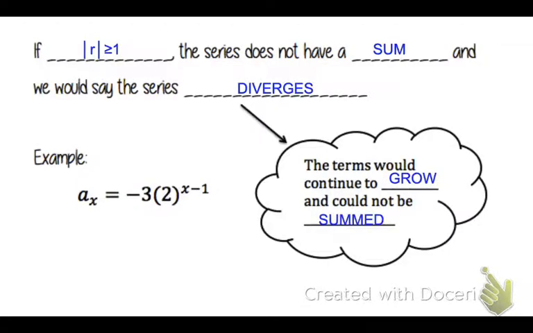So an example would be here that we look at this pattern or this explicit formula. So our common ratio is 2. 2 is greater than 1. If I was finding a series or asked to find what the summation was, I would say that that one diverges. It's not possible for me to sum those together.